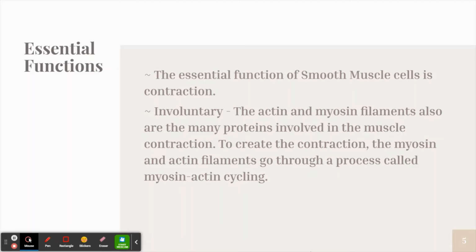Essential functions. The essential function of smooth muscle cells is contraction. Involuntary. Myosin filaments are also the primary proteins involved in muscle contraction. To create the contraction, the myosin and actin filaments go through a process called myosin-actin cycling. In this process, myosin reaches and bonds to the actin filament, then contracts, then releases the actin, and bonds to a new actin filament in a new cycle.